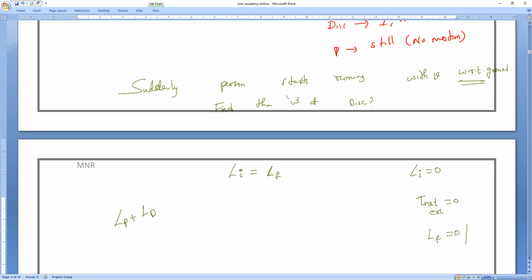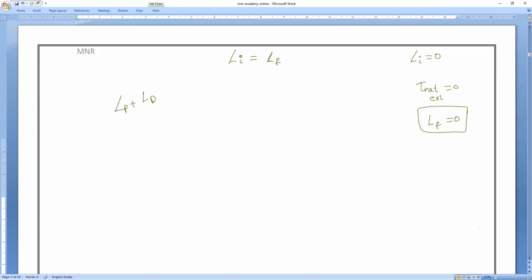Everybody. Final angular momentum also becomes what? Please respond. Zero. Understanding, everybody? Yes? All of you?